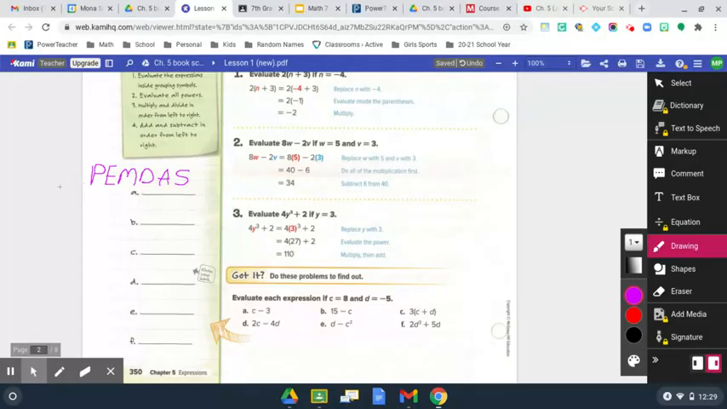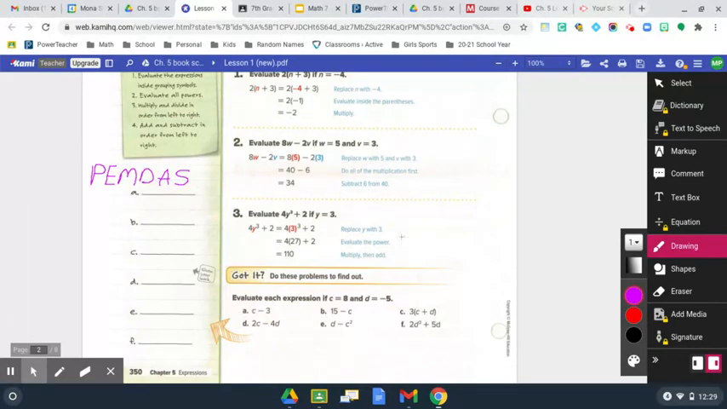But essentially, you're using P for parentheses, E for exponents, M multiply, D divide, and you do that in order from left to right, depending on how it appears. And then A for addition, S for subtraction. And again, you work that left to right. So you have to keep this in mind as you work through your evaluating expressions.